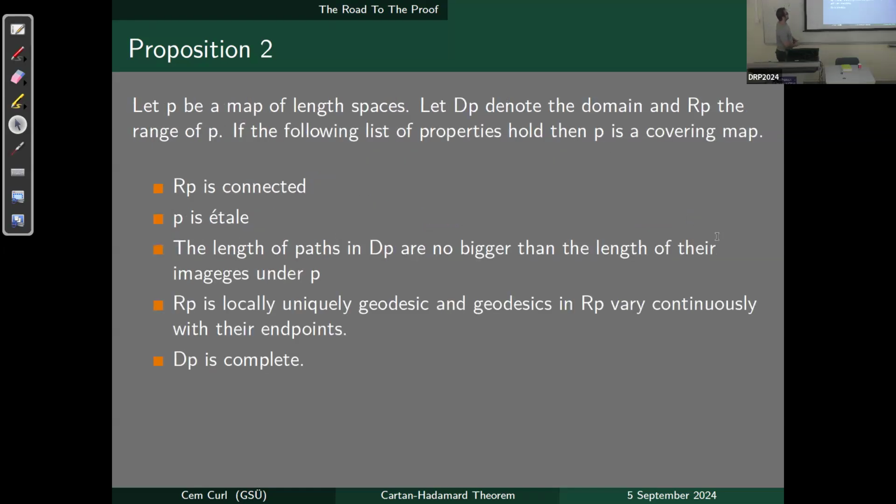Proposition 2: let P be a map of length spaces, let DP denote the domain and RP denote the range of P. If the following list of properties holds, then P is a covering. RP is connected, the range is connected. P is étale. The lengths of paths in DP are no bigger than the lengths of their images under P. RP is locally uniquely geodesic, and geodesics in RP vary continuously with their endpoints, as defined previously. And the domain is complete. Then P is a covering map. This is only true for maps between length spaces and nothing else.